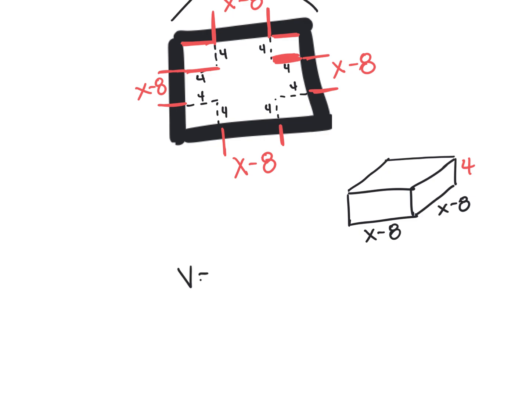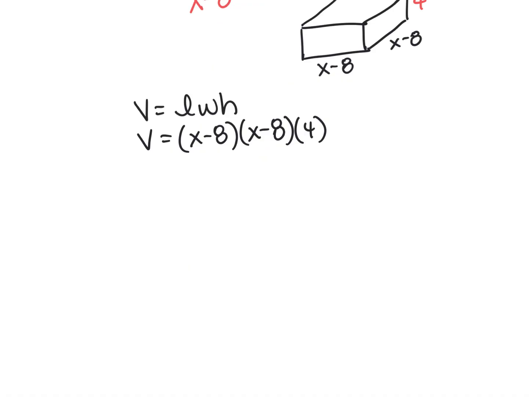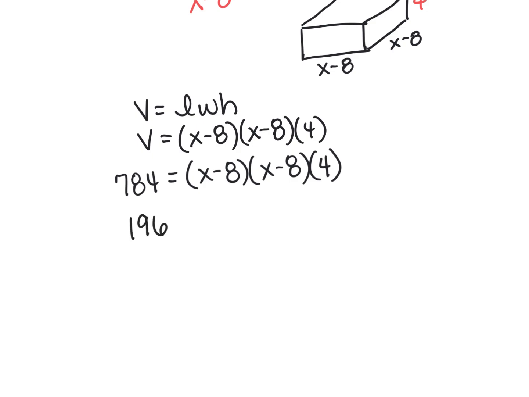Otherwise, we know that we are trying to create a volume with this. So volume is length times width times height. So my volume is the length, which is x minus 8, the width, which is also x minus 8, and then the height, which is 4. In the problem, it said that we want our volume to be able to hold 784 cubic inches. So I have this equation, and we're going to solve this for x, which is going to tell me how big my original box had to be. So the first thing I'm going to do is divide 784 by 4, so that gives me 196.